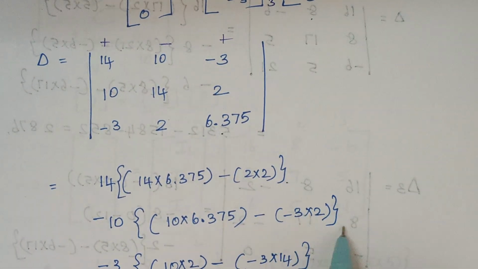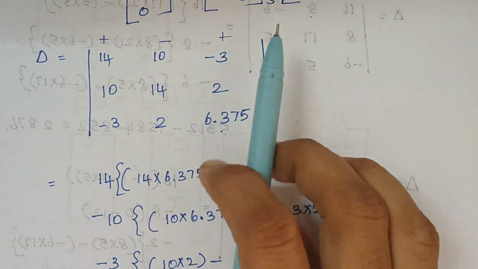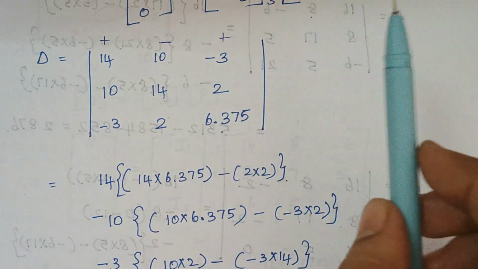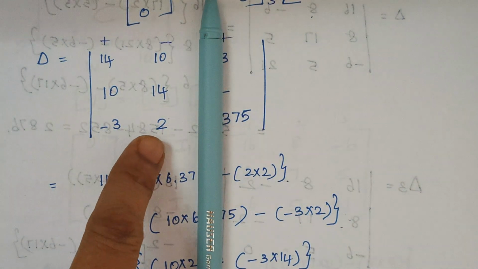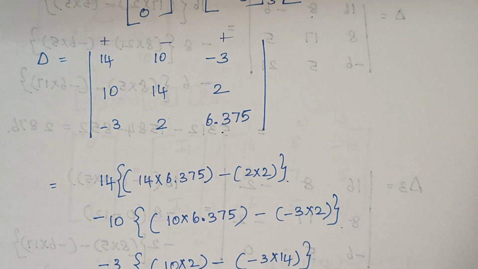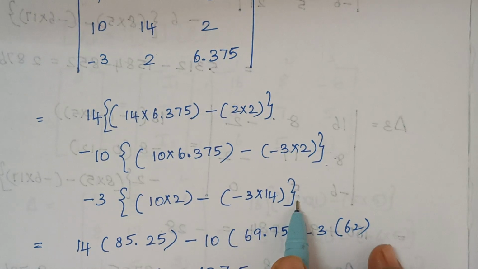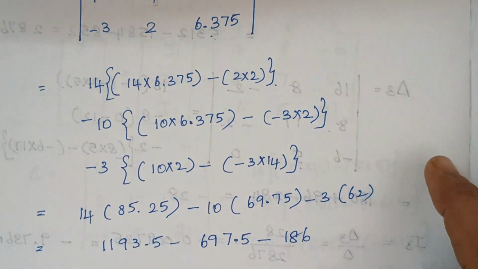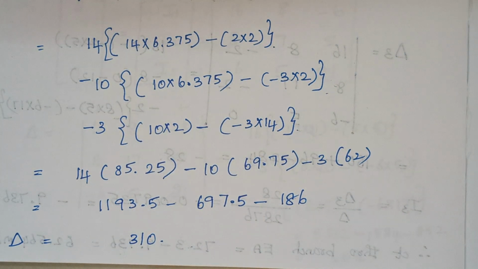So that gives the answer like this. And the next thing is here it is minus 3. So plus into minus, again it becomes minus. So minus 3 of, the next thing is 10 into 2 minus of minus 3 into 14. So here this is what the expression, right? We have completed all this. Just simplify and finally the value of del is calculated as 310, right?